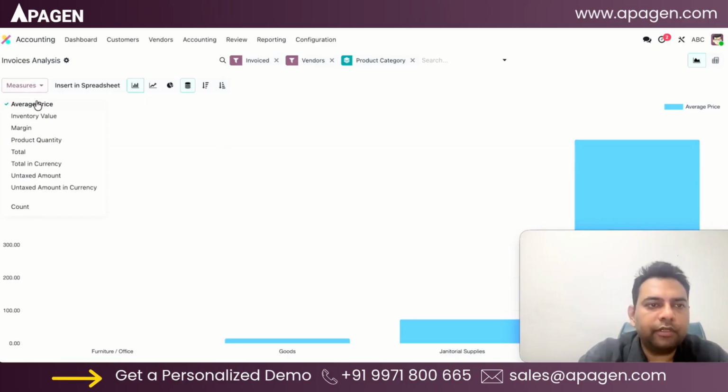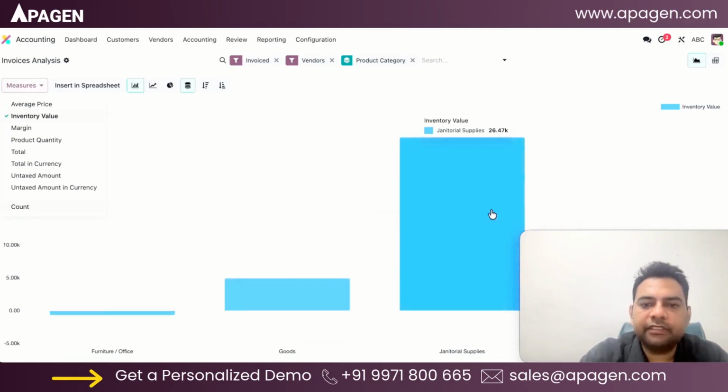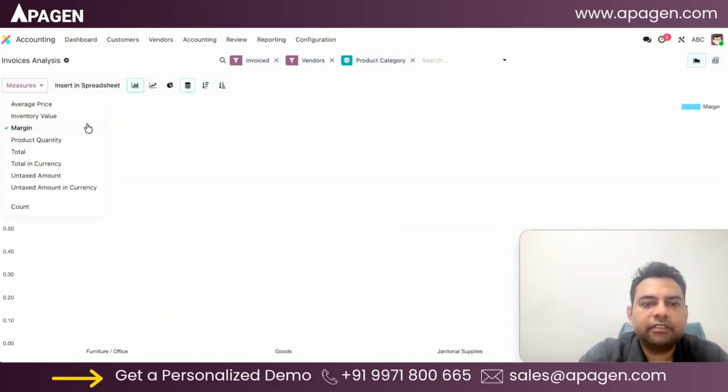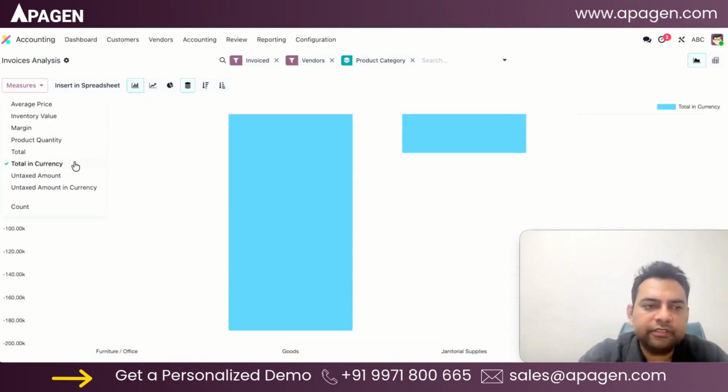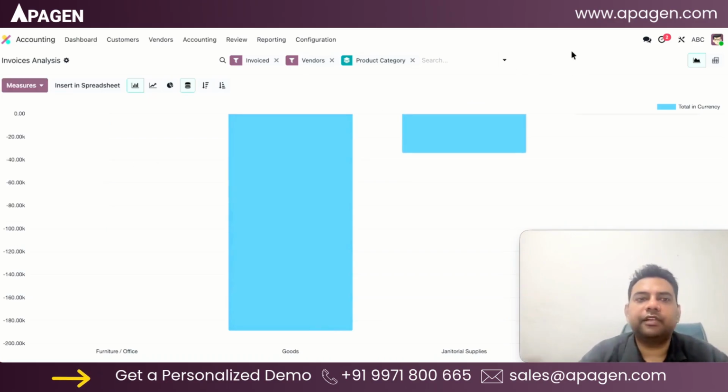If I want to look at inventory value, I can see the inventory value here. If I'm looking at margins, it will not be a good measure here because we are talking about the numbers from the vendor. We can look at the product total. If you are looking at currency, because it may be a different currency, all these things can be a good measure for us to be able to extract the data.